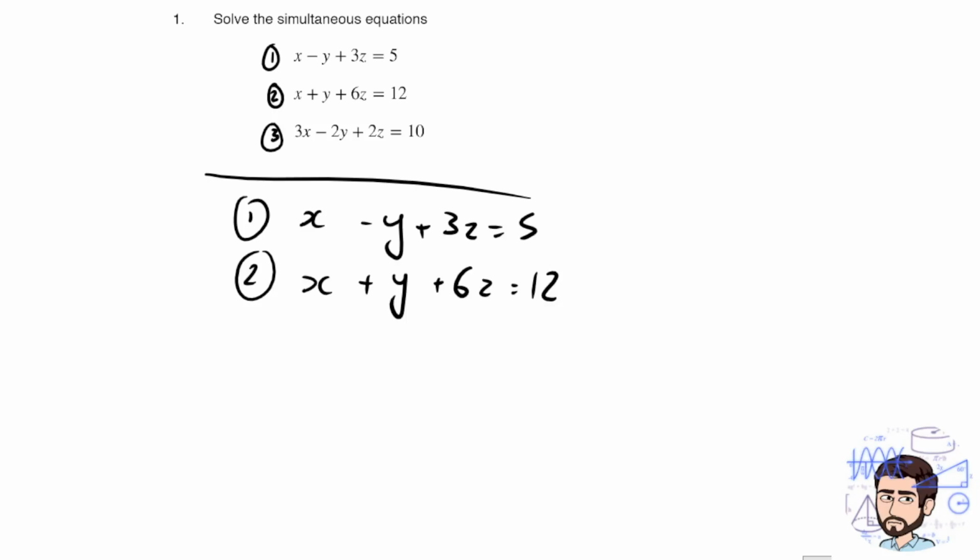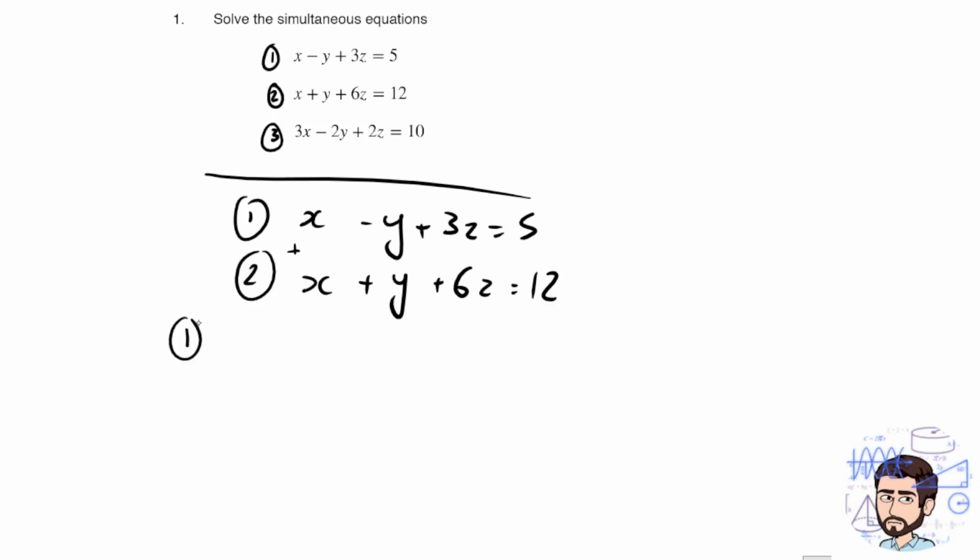Now, I'm going to get rid of y in this case. Again, there is no right or best way of doing this necessarily. You could eliminate x or z. There's no best way here. I'm just going to eliminate y. Now, to eliminate y, we've got a negative y and a positive y here, so I'm going to add these two equations together.